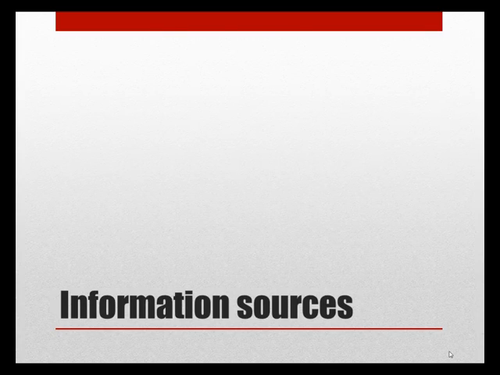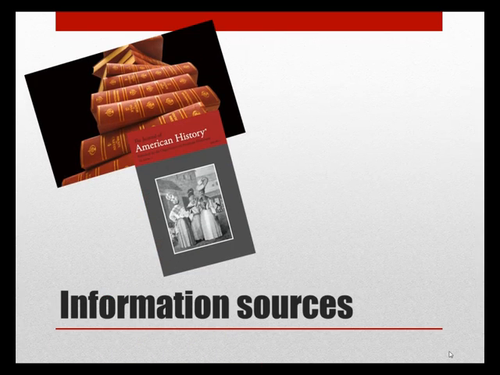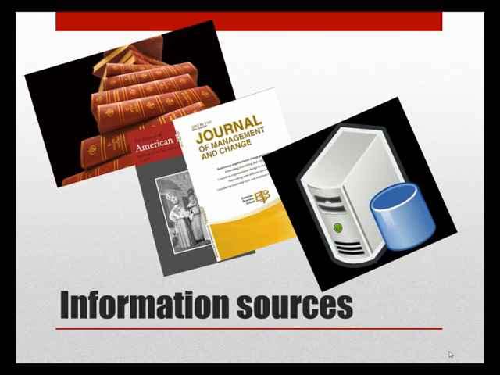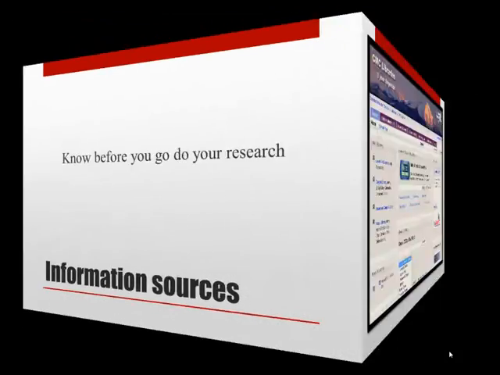My next step is to identify a variety of formats for my information sources. Information can come in a variety of sources and places. It's not unusual for an instructor to require several types of information sources, such as books, scholarly journals, newspapers, and databases. Before you start your research, make sure you know what you need to meet the requirements.